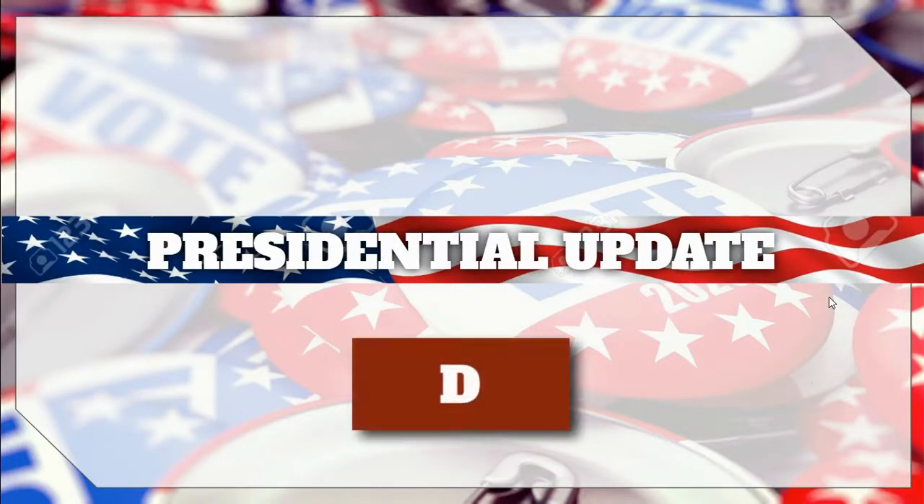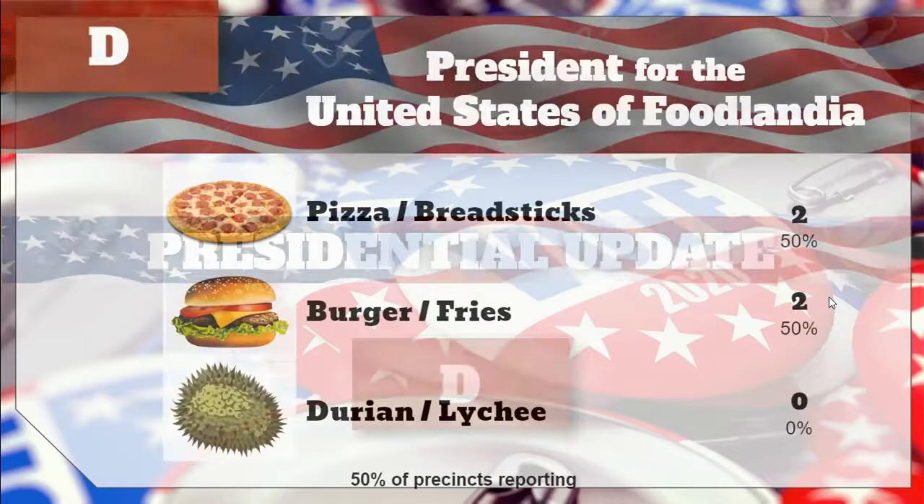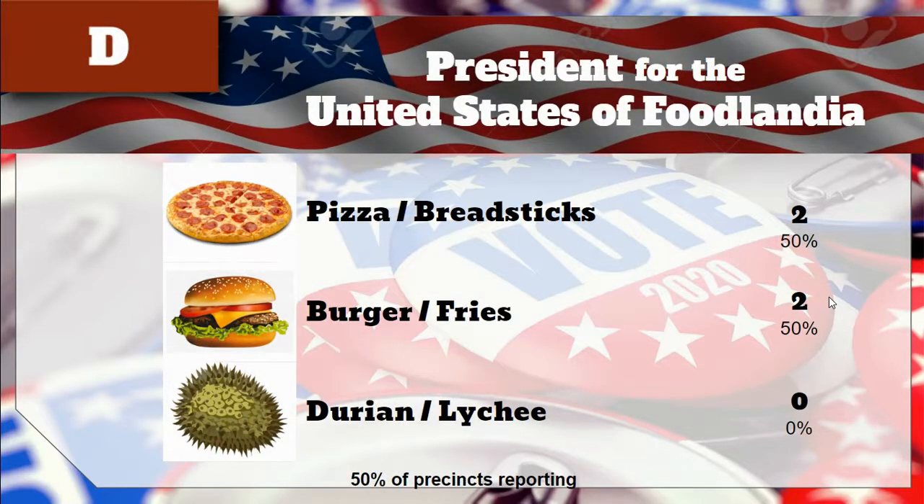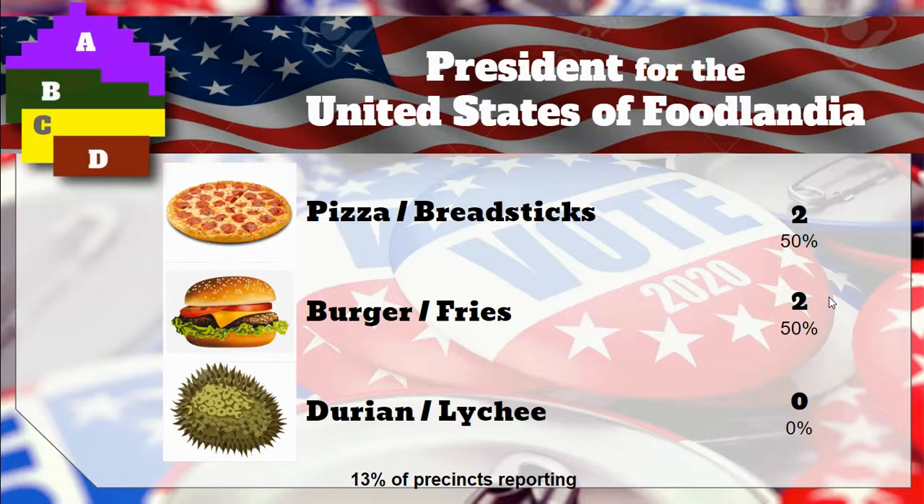And the state of D also has some reports coming in about the presidential numbers, and this one is dead even so far. Now, again, only 50% of precincts reporting so far, but pizza breadsticks and burger fries are tied, both with 50% of the vote right now, 2-2. A little different than their state representatives. So this one's definitely a toss-up. We'll need to keep an eye on the state of D.